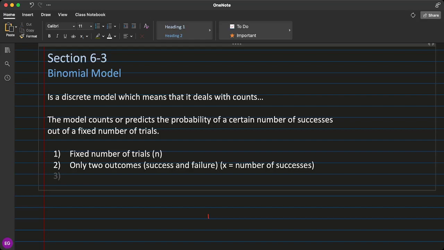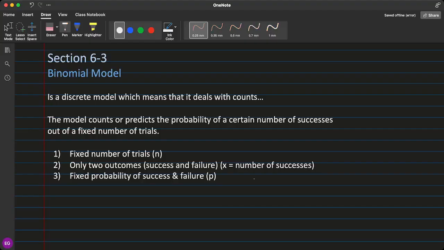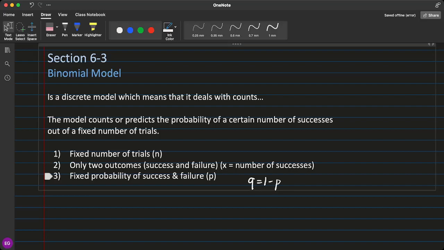Very importantly, there is a fixed probability of success, which we will denote with the letter p. Actually, a fixed probability of success and failure. p is the probability of success. You might ask, why are both fixed? Well, your probability of failure is 1 minus your probability of success. We usually call the probability of failure q. And then finally, the trials are independent.